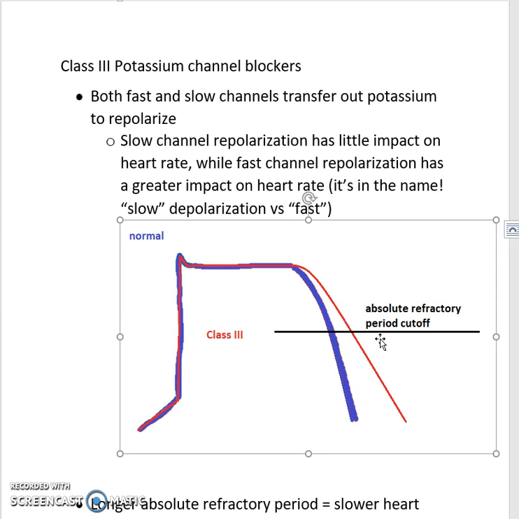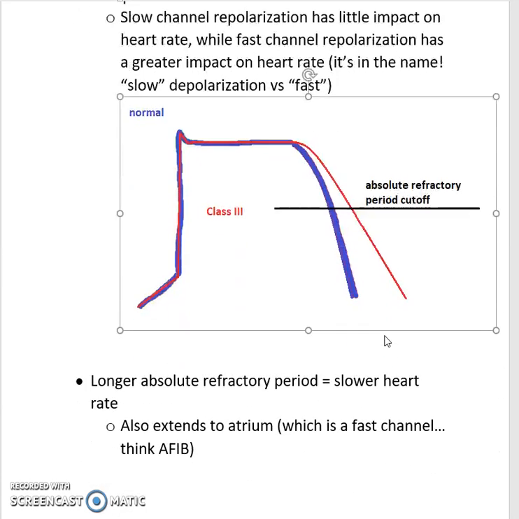majority impact on fast channels because in most cases slow channels repolarize a lot faster than they are ready to kick off again. However, the exception to this would be something like AFib, where they are depolarizing so fast that extending the refractory period would actually have an impact.